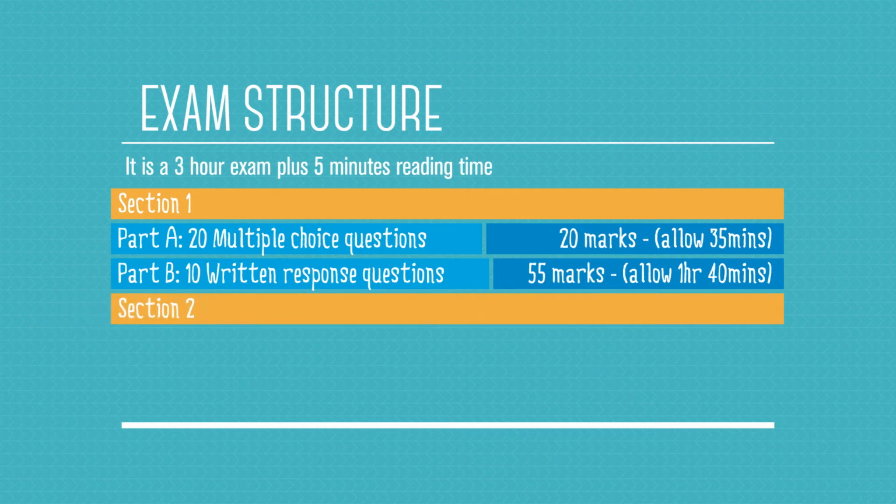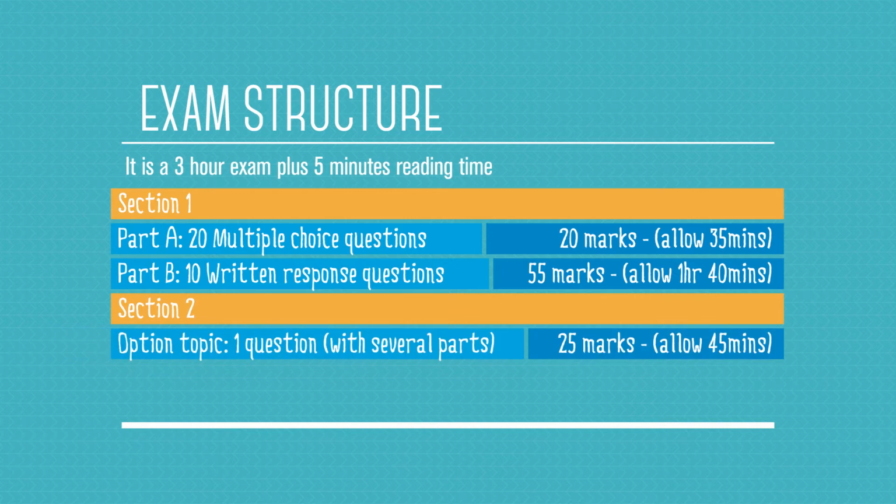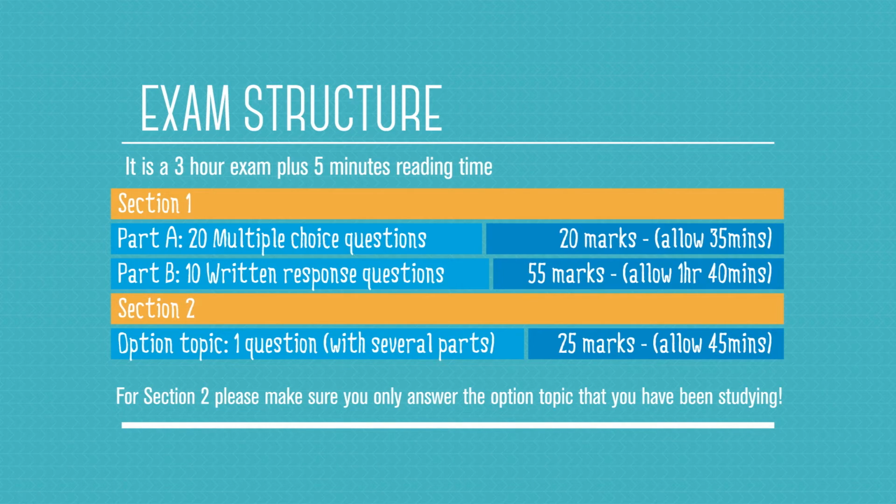In Section 2, you have an option topic. It's 1 question, but it has several parts. That's for a total of 25 marks and allow about 45 minutes for this part. Please make sure for Section 2 that you only answer for your option topic that you have been studying. Don't go investing your time in the other option topics.